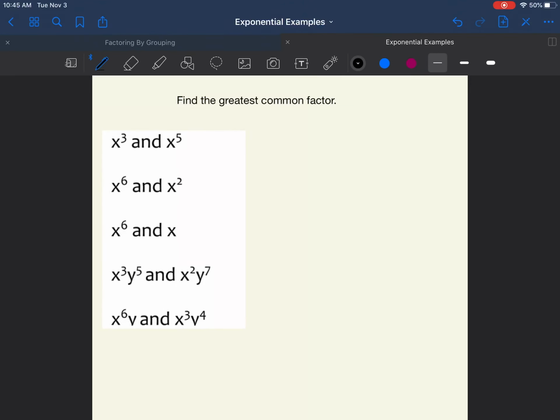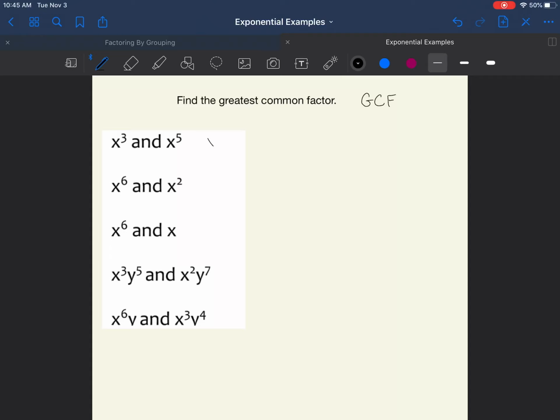All right, so our directions here are to find the greatest common factor, or another way you may see this written is the GCF. So if you see GCF, that also means greatest common factor, so it's important to keep in mind. I'm going to show you the long way first, and then we'll look at maybe some shortcuts.